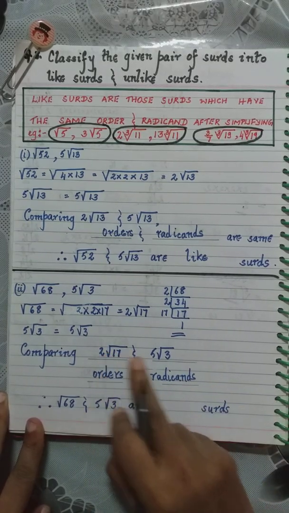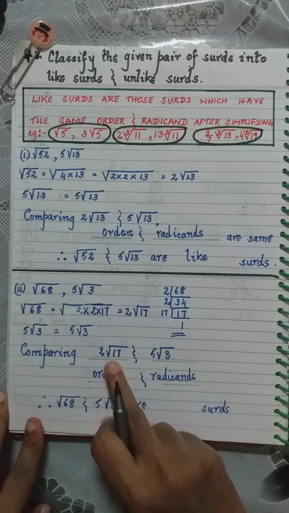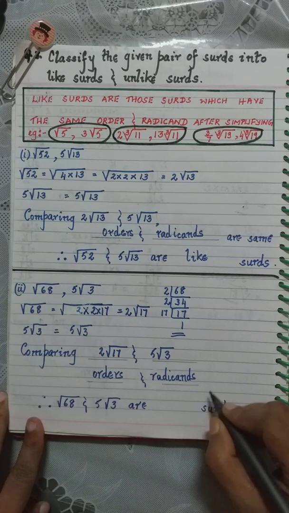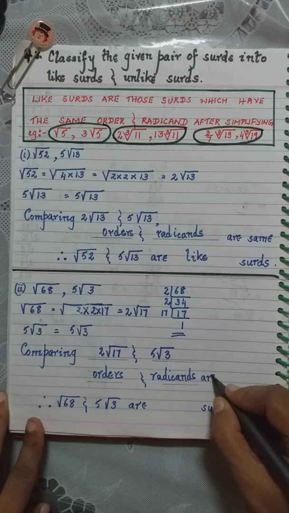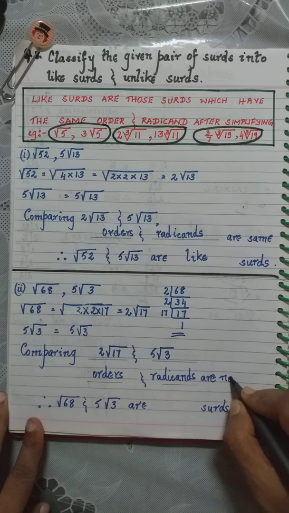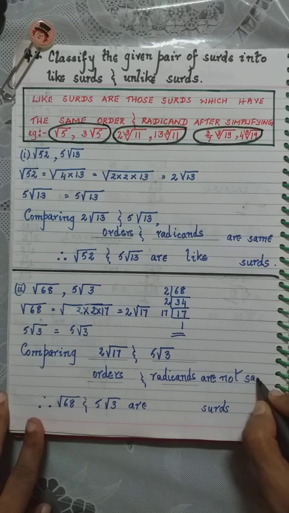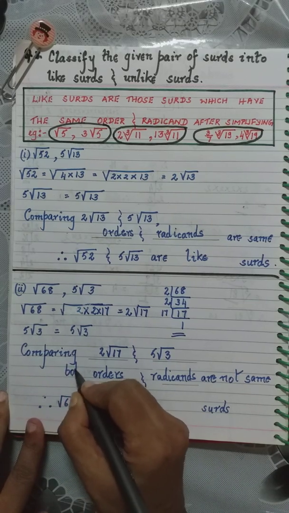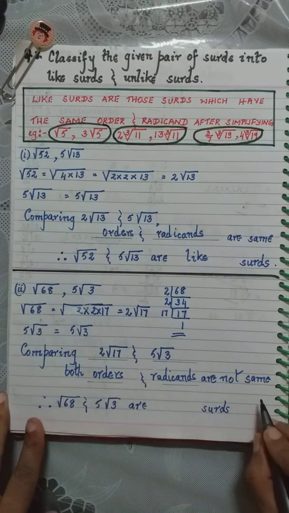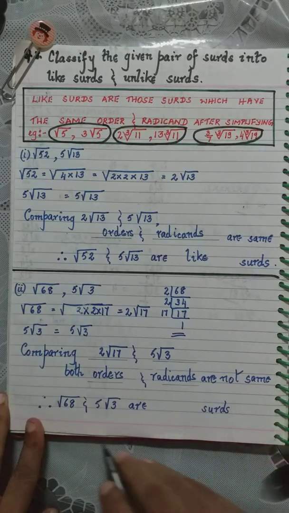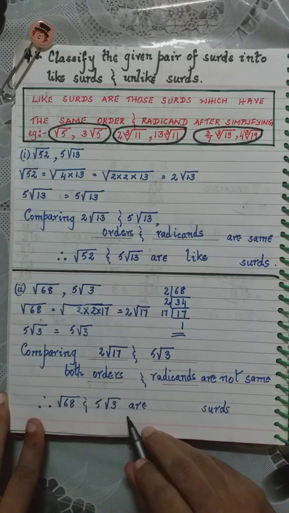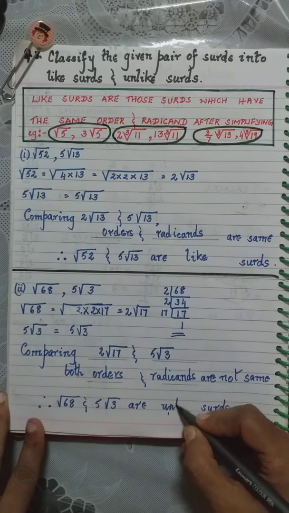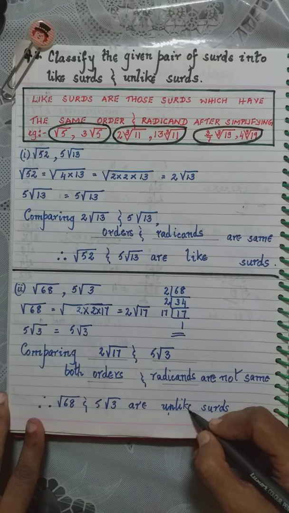Orders and radicands. The orders are the same, but are the radicands the same? No, the radicands are not the same. So both orders and radicands are not the same. Therefore, 68 and 5 root 3 are unlike surds.